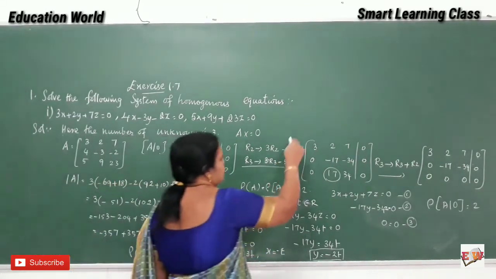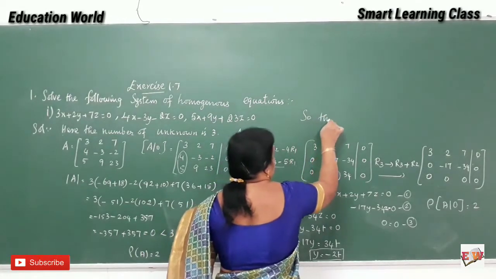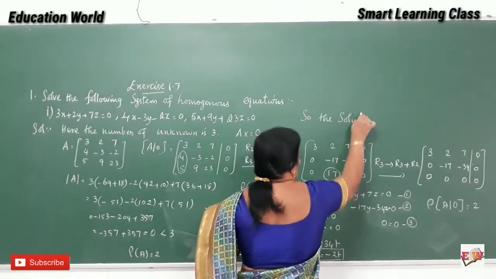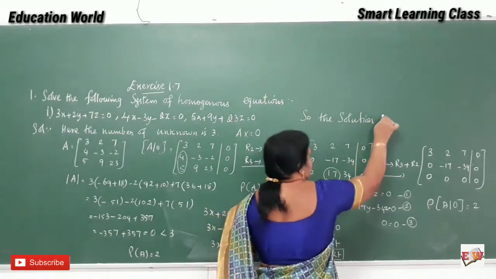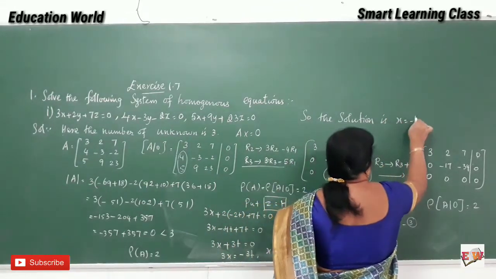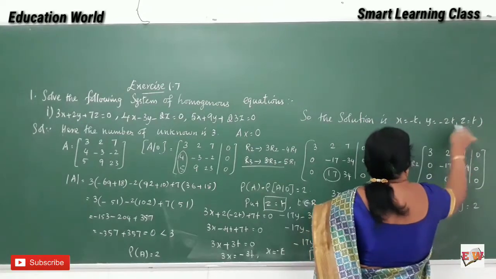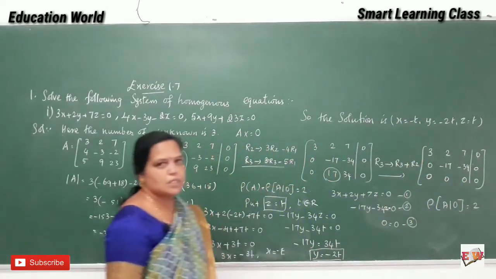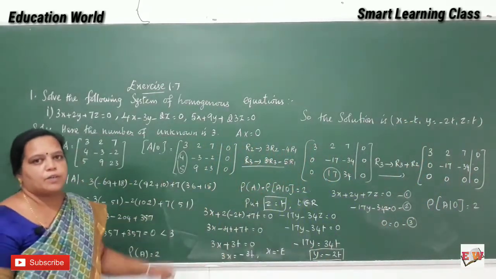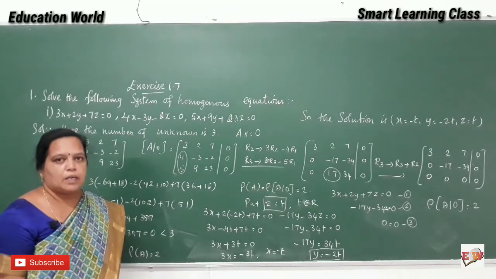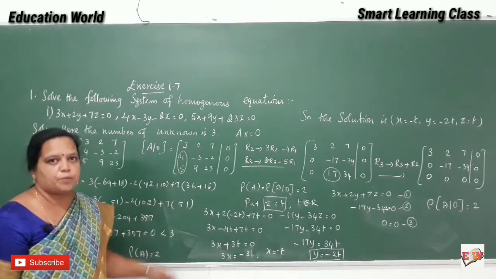So, the solution is x is equal to minus t, y is equal to minus 2t, z equal to t. This is the solution for the given question. Let us next see the second option.